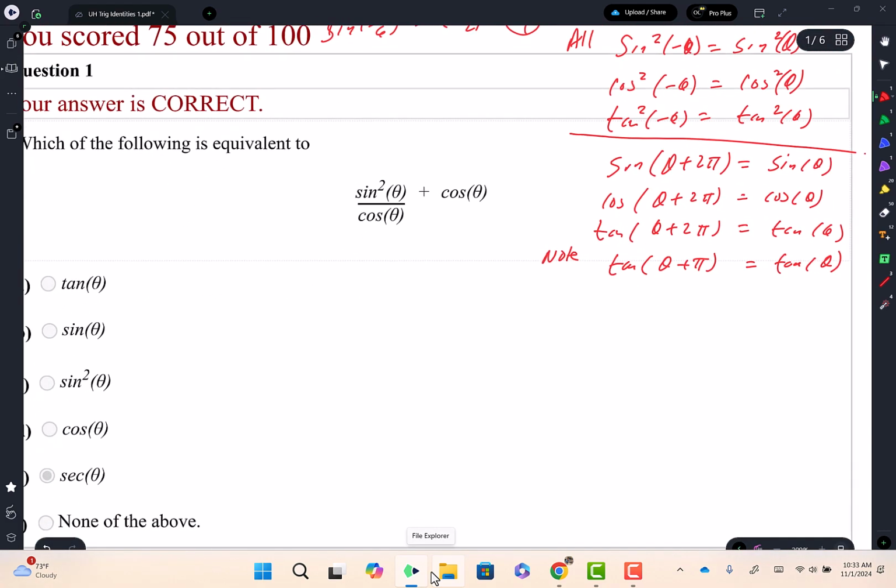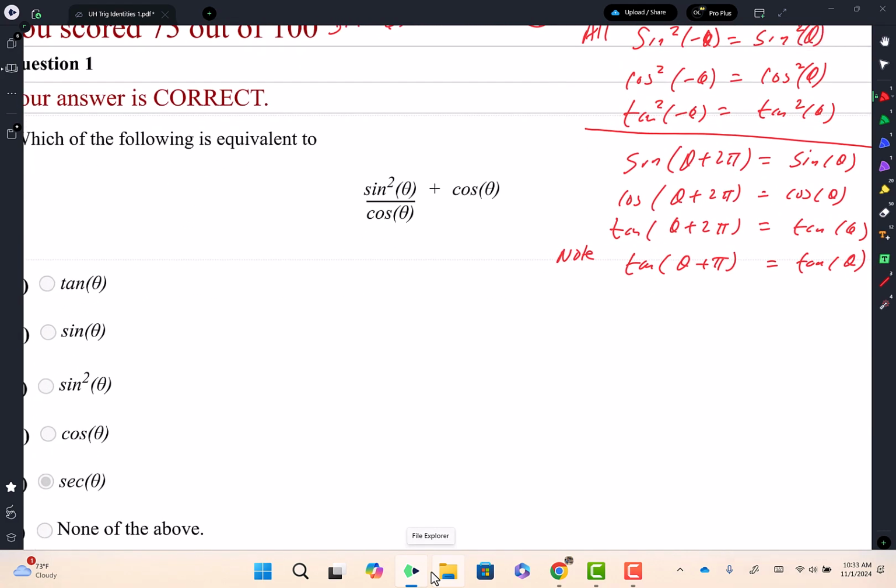Okay, here we go. You guys ready? I'm trying to add sine squared theta over cosine theta plus cosine theta. What do I have to do to cosine theta to add it? Common denominator. Multiply by cosine theta over cosine theta, which is just a 1. When I do that, you get sine squared theta over cosine theta plus cosine squared theta over cosine theta.